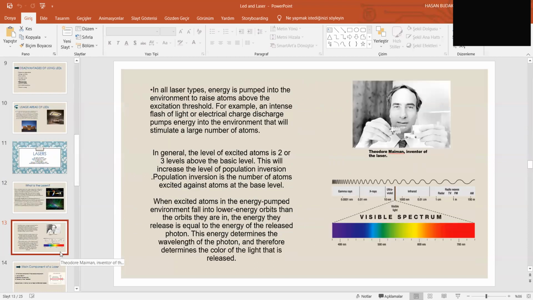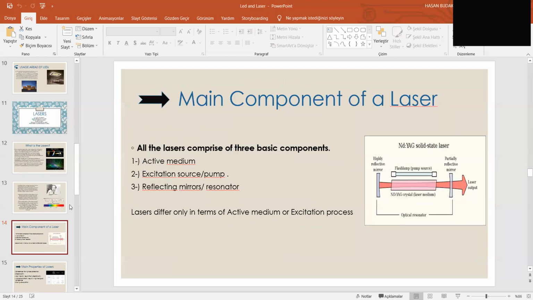In all laser types, energy is pumped into the medium to raise atoms above the excitation threshold. For example, an intense flash of light or electrical discharge pumps energy into the medium that will stimulate a large number of atoms.